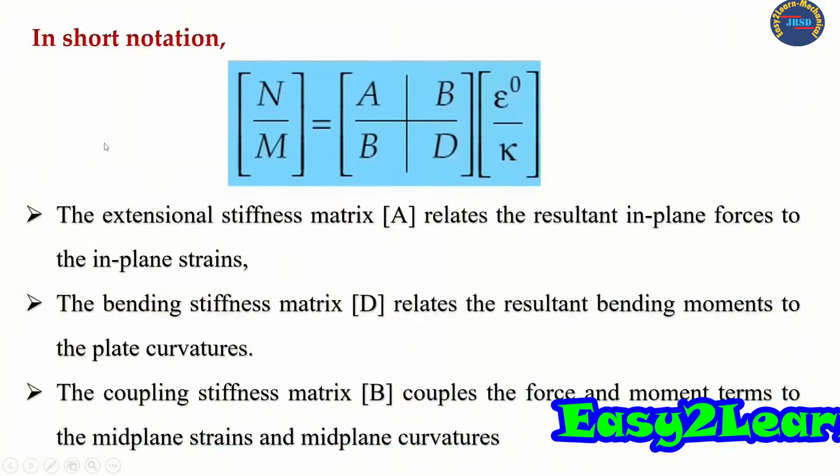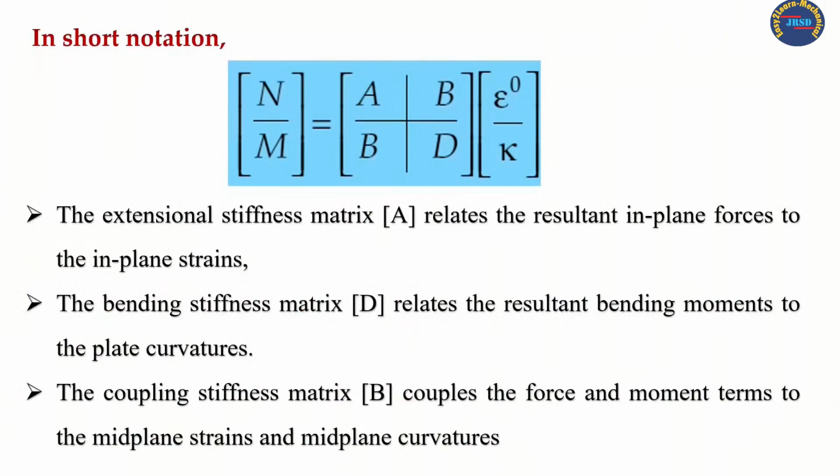So we can write the relationship in short notation. This is the short notation of the previous equation. The extensional stiffness matrix relates the resultant in-plane force to the in-plane strain. The bending stiffness matrix relates the resultant bending moments to the plate curvatures. And next, the coupling stiffness matrix couples the force and moment terms to the midplane strain and midplane curvatures.